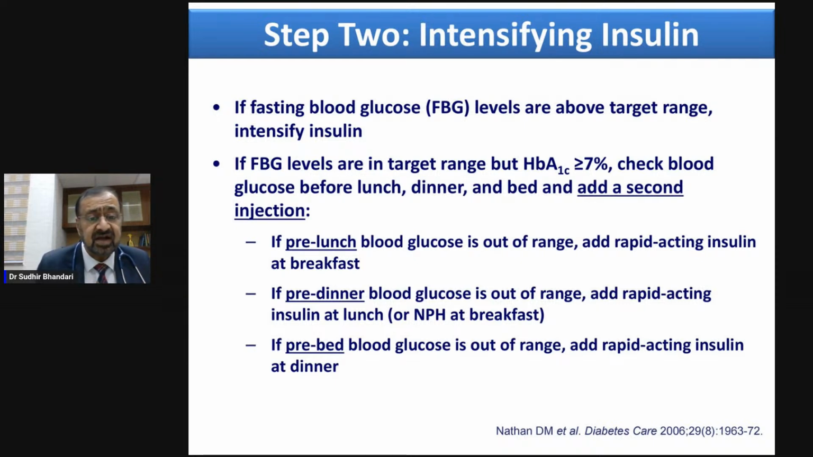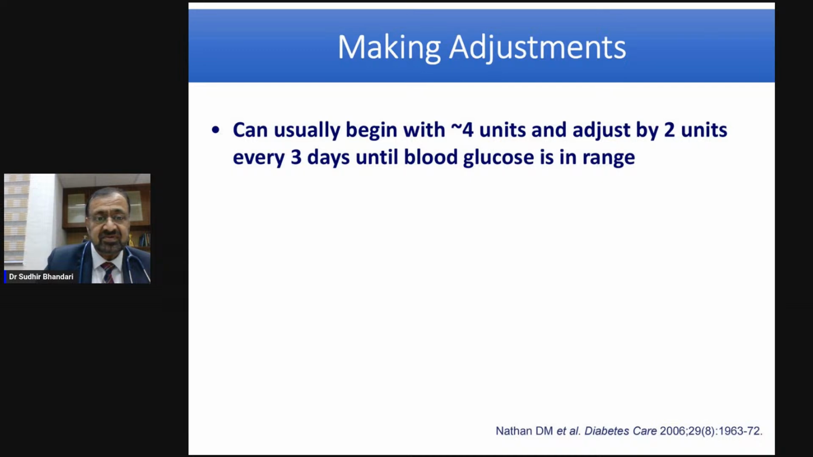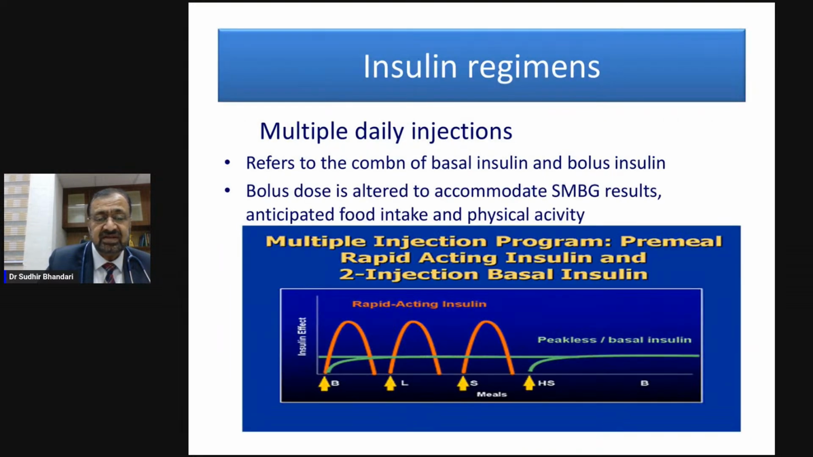If the post-lunch and post-dinner sugars are high, we take care with short acting or rapid acting insulin. And if the fasting is high, we take care with long acting or the basal insulin. This is very important. Minimal adjustments are very important, and you can begin with a 4-unit increase or 4-unit decrease in patients when you see the fasting and other sugar values.